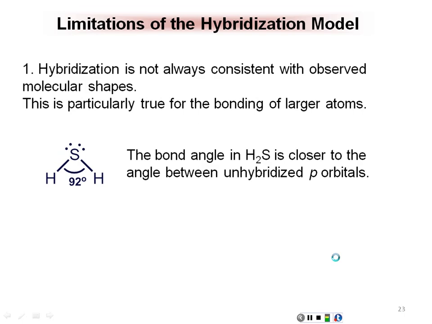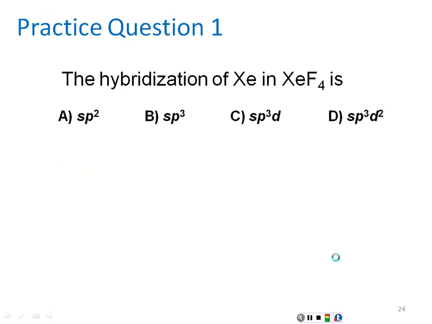But in any case, for the molecules we look at in this class, we're going to assume that valence bond theory works. It really does give a very good approximation, especially for the types of molecules we talk about in a general chemistry class. All right, let's try some practice questions. What's the hybridization of xenon in xenon tetrafluoride?